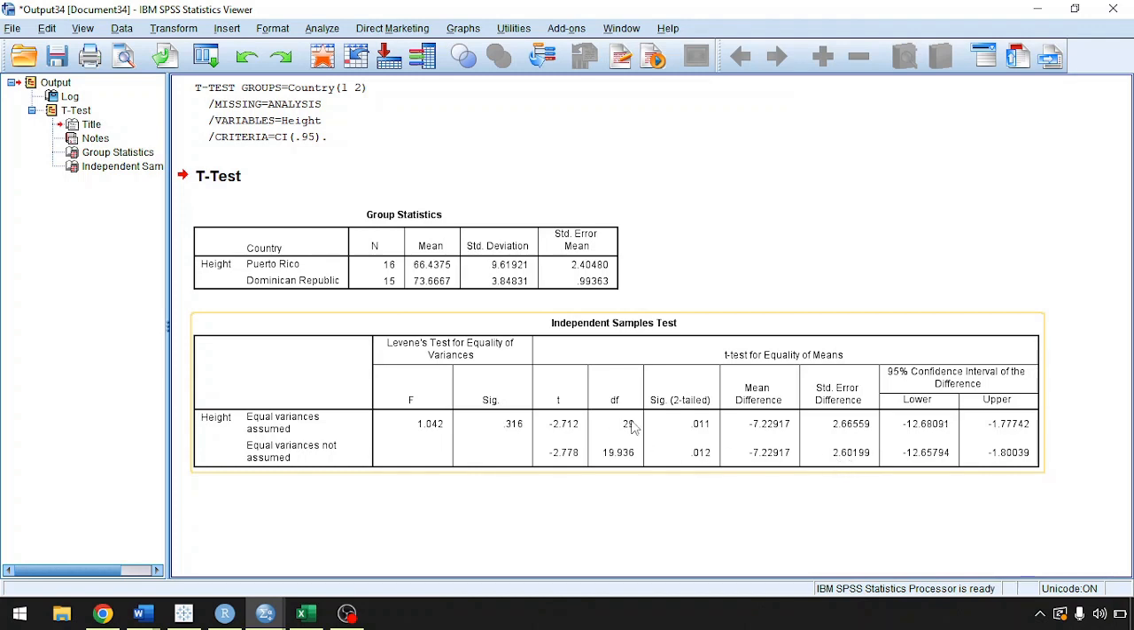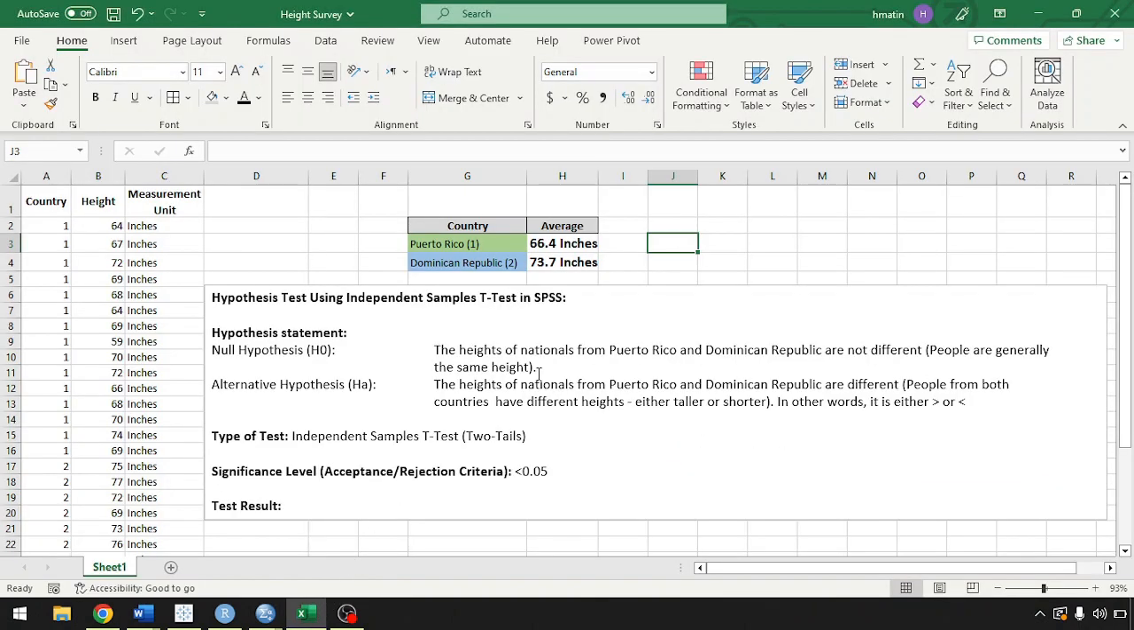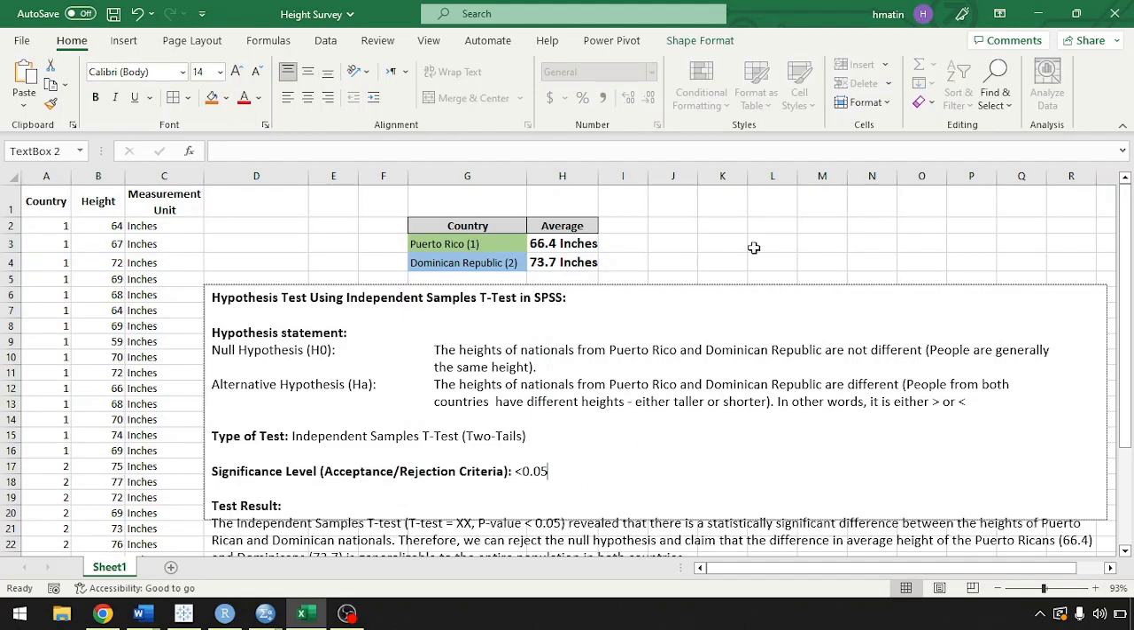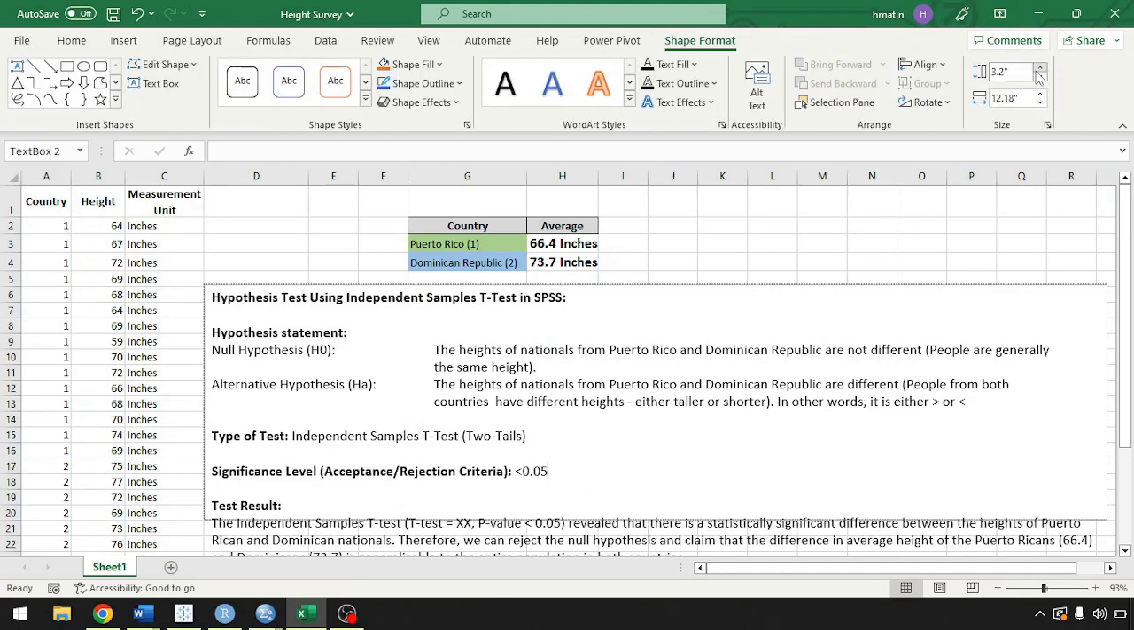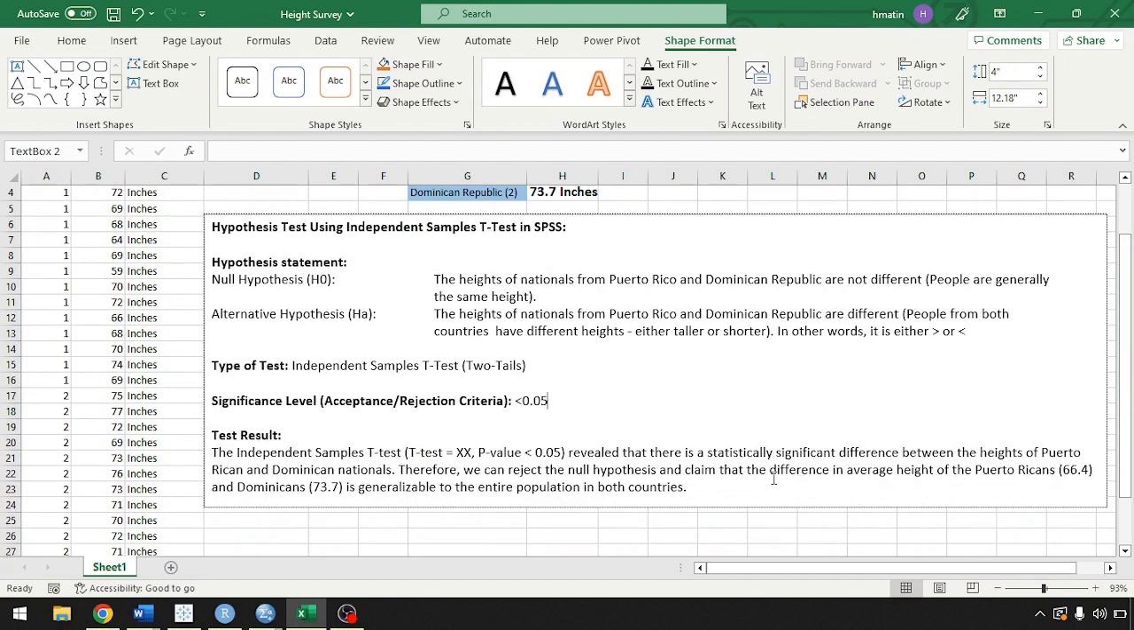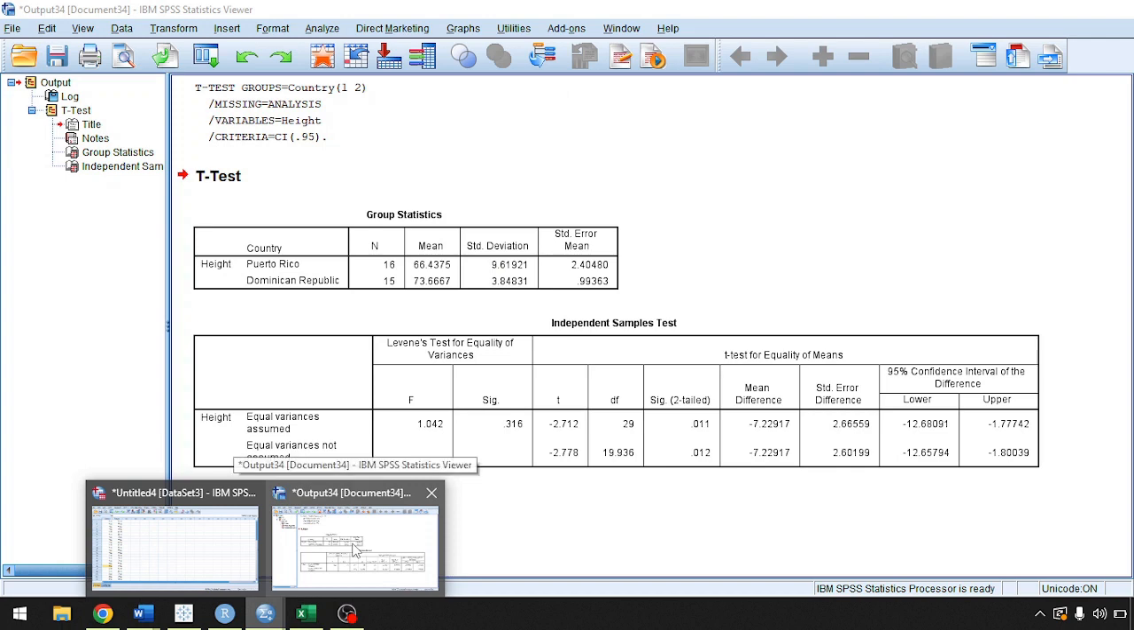But the most important thing that comes out of an independent samples t-test is the p-value. Since our p-value is again below 0.05, we can actually reject the null hypothesis. So we can go back to our study page and write the test result, which I've already written for the sake of making this video shorter. We say the independent sample t-test. In this case, we put the t result here, which is minus 2.712.